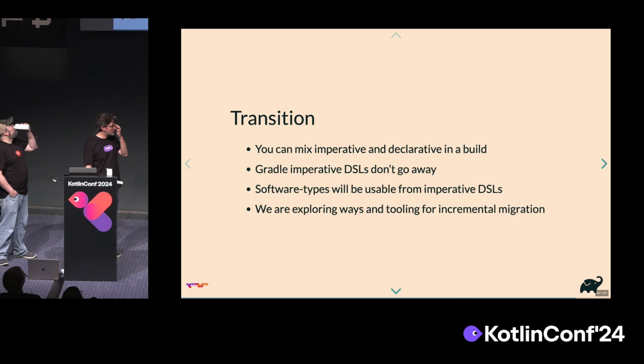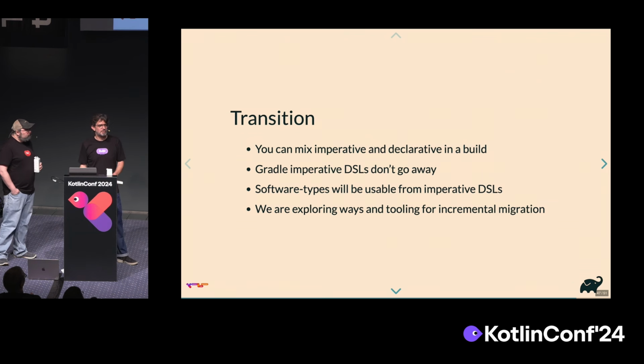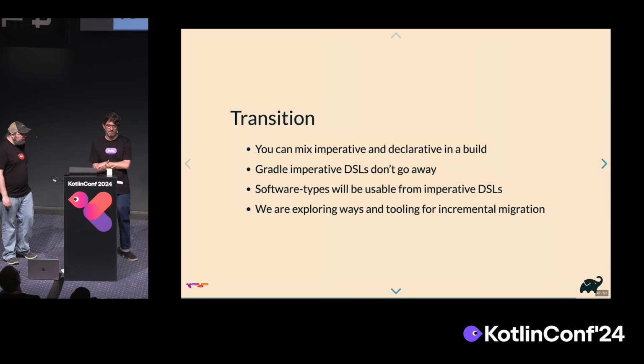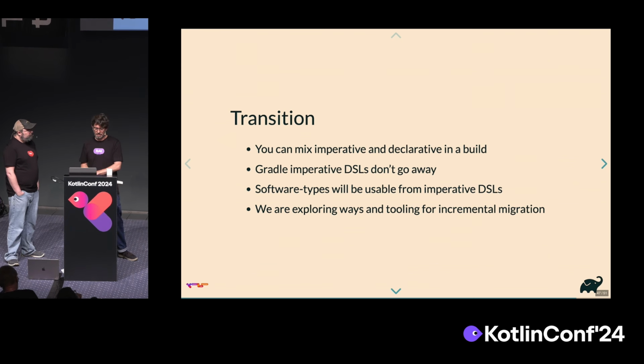And you might be wondering, will there be another transition in Gradle? Sure, so we're trying to make things easier there. With our prototype, you can already mix imperative and declarative in a single build. The imperative DSL won't go away. And like Sterling said, software types will be usable from the imperative DSL, meaning that, let's say you have an existing build and you want to progressively move to declarative to benefit from that, you can refactor your build script to use the software types, the modeling aspect of declarative already, and then move to declarative.